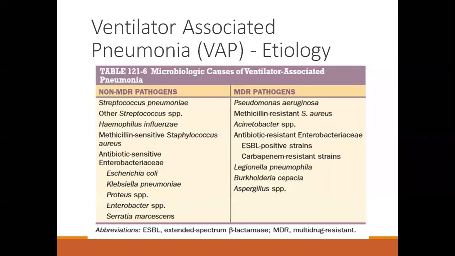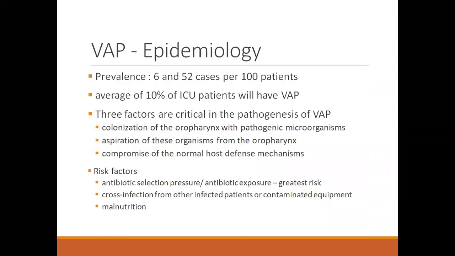Streptococcus pneumoniae, the most common. Other strep species, Haemophilus influenzae, methicillin-sensitive Staphylococcus aureus, antibiotic-sensitive Enterobacteriaceae. For the MDR pathogens, the most common is Pseudomonas aeruginosa, followed by methicillin-resistant Staphylococcus aureus, Acinetobacter species, antibiotic-resistant Enterobacteriaceae, Legionella, Burkholderia, and Aspergillus species.